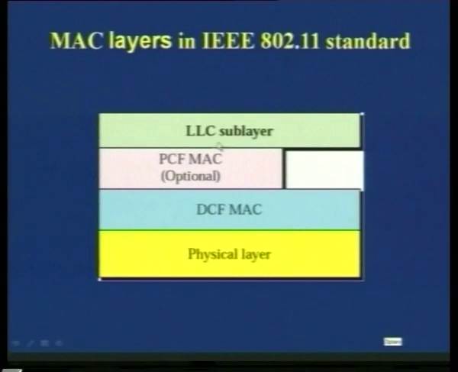Above this, of course, you will have the logical link control sublayer, which will take care of the data link layer operations. We are more concerned with the MAC, so we are concerned with what will happen at this layer between the point coordination function and the distributed coordination function. That is, all the functionality that is required is handled at these two layers.